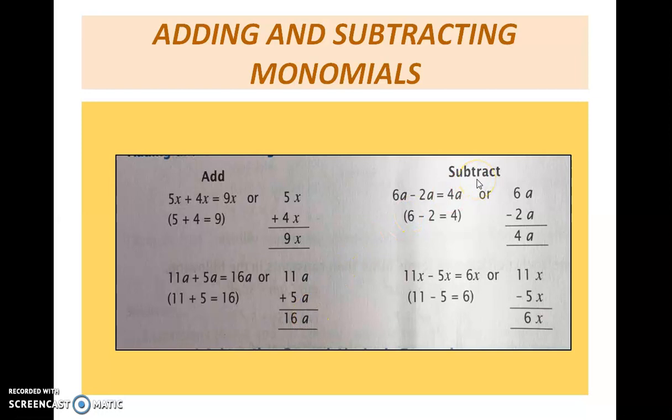For subtraction also we use the same method, the row method. We write the quantity sideways. 6a minus 2a is giving me 4a, or I can arrange them one below the other. Like in the second example, 11x minus 5x is giving me 6x.